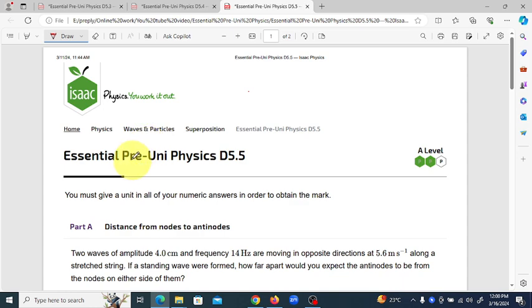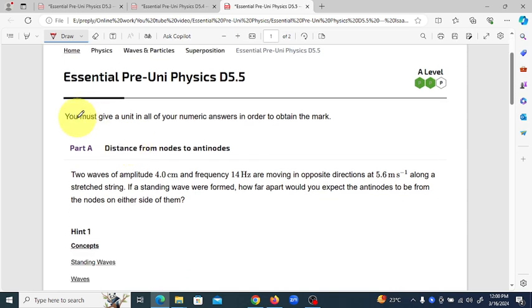For example, we have part A, the distance from node and antinode. Two waves of amplitude 4 centimeter and frequency of 14 hertz are moving in opposite direction with velocity 5.6. In this question we have to find how far apart the antinode would be formed from the node on either side of them.